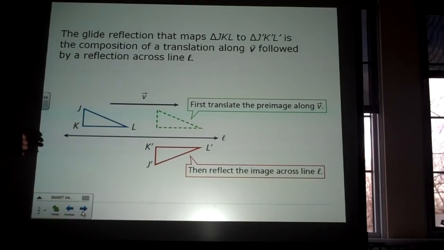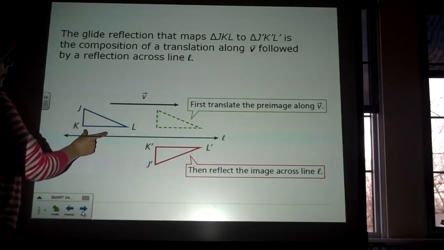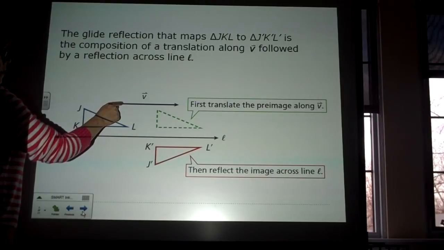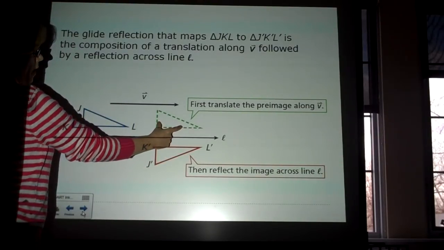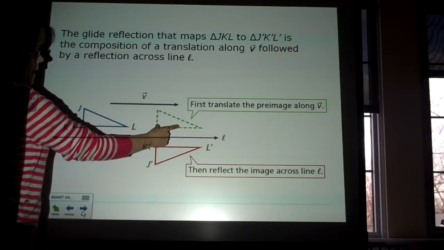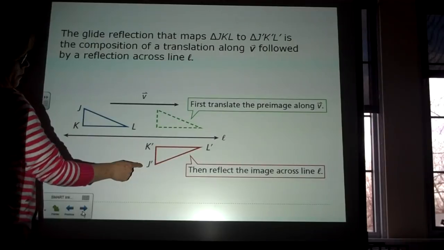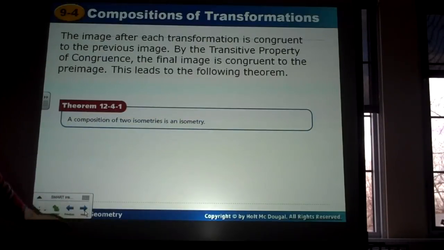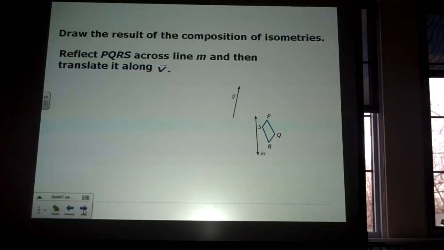Okay, so what that glide reflection means is we start with our pre-image right here, this blue triangle JKL, and we translate it across this vector. So we slide it, we get this green triangle right here, and then we reflect it across the reflection line L and end up with our image right here. So it's two transformations, a composition. This is just saying that a composition of two isometries is an isometry.